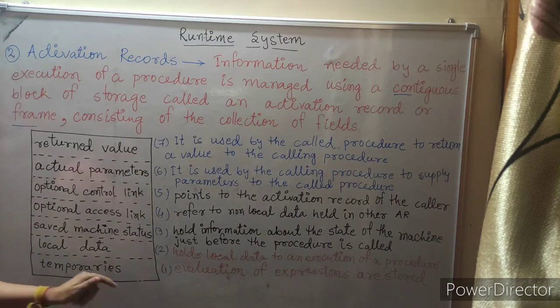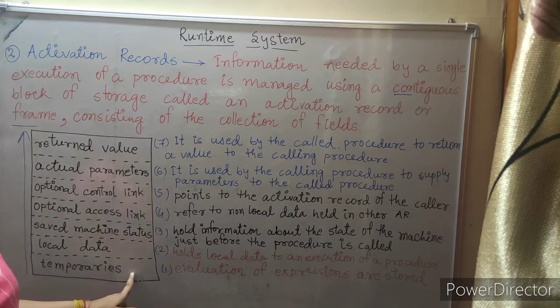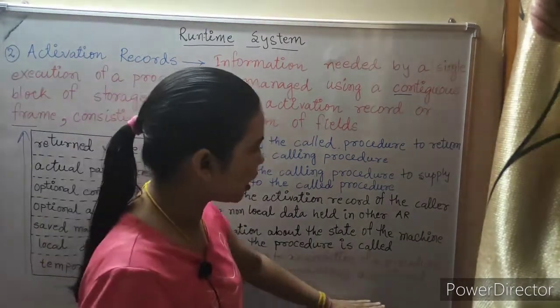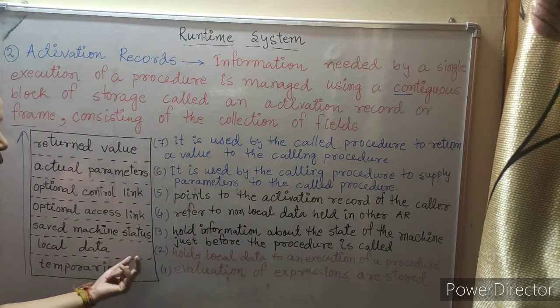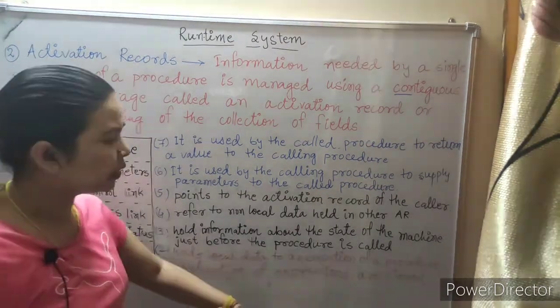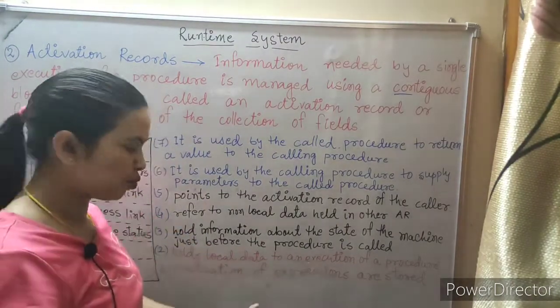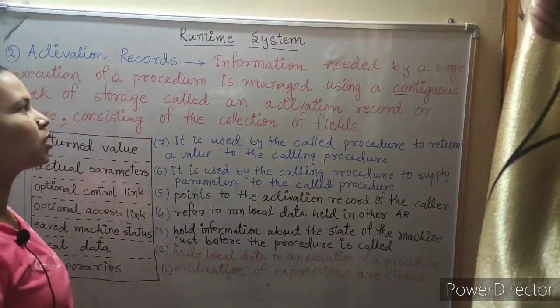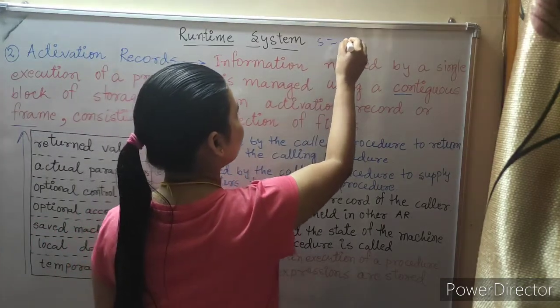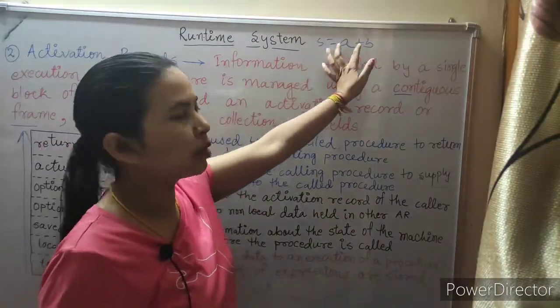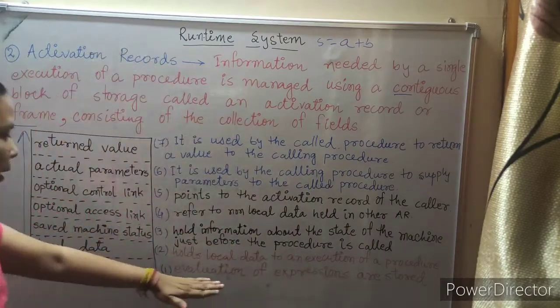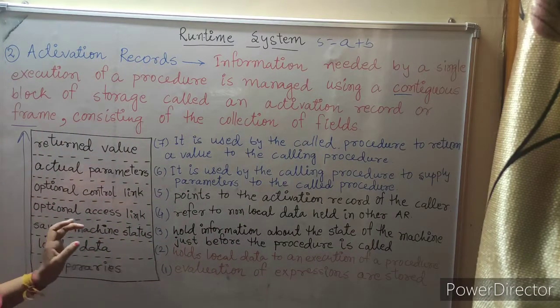Now we will go number one: temporaries values. We will go from bottom to up. So first is temporaries. Temporaries values are stored in the evaluation of expressions. Whatever expressions are given, just like s equal to a plus b, these are expressions. When we evaluate these expressions, that is, whenever we solve them, the results are stored in the temporaries values. Why temporaries values?